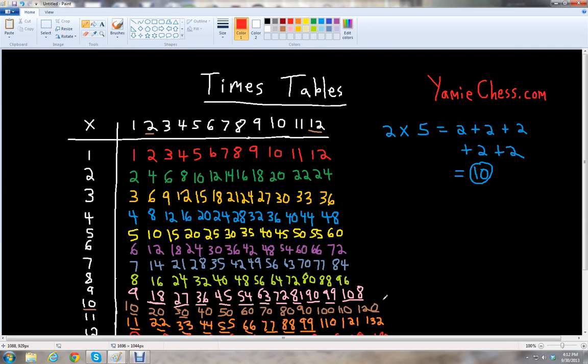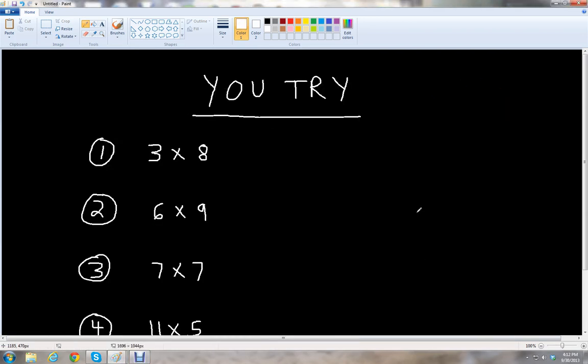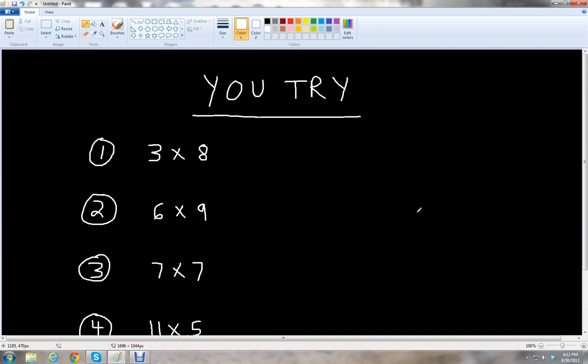So what we're going to do right now is let's take a look at some times tables that you can try on your own. I have 5 multiplication problems for you to try, and feel free to pause the video or rewind and watch me do the times tables all over again just to help you drill those. And the more you practice, the more you'll be able to memorize all these times tables. So I'll give you some time to work on this and pause the video, and we'll go over the answers.